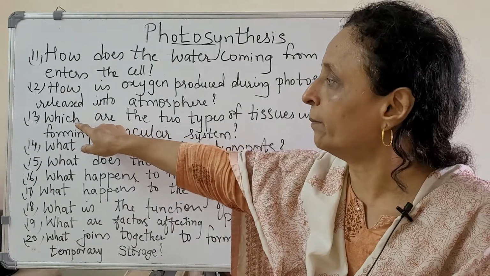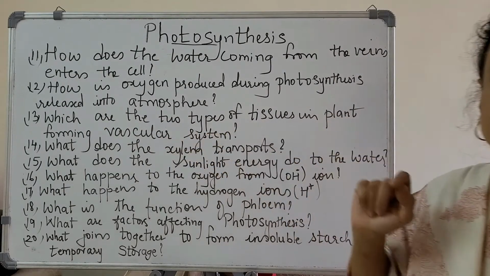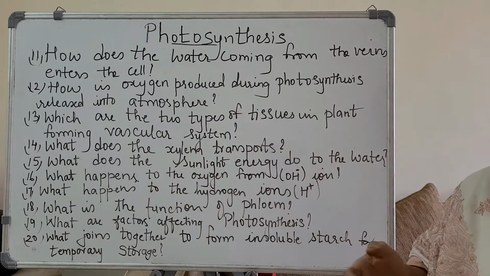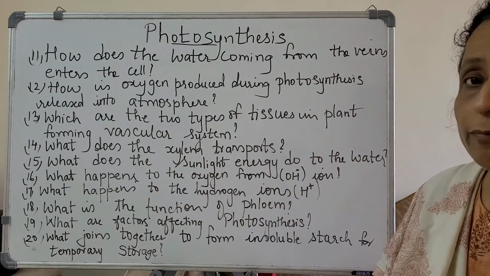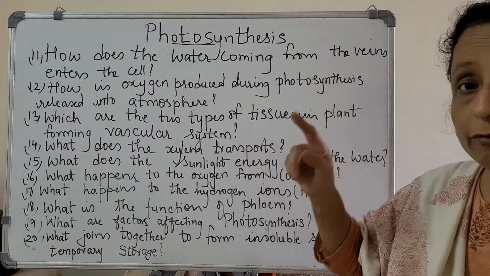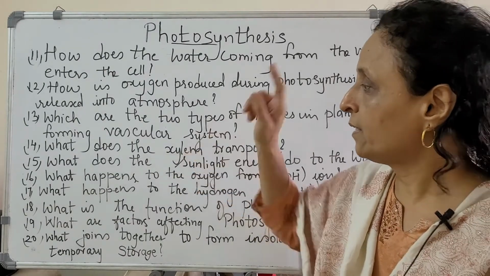the lower epidermis. Which are the two types of tissue in plants forming the vascular system? Xylem and phloem. What does the xylem transport? It transports the water from the roots to different parts of the plant. Along with the water, also minerals. So water and minerals are transported by xylem.